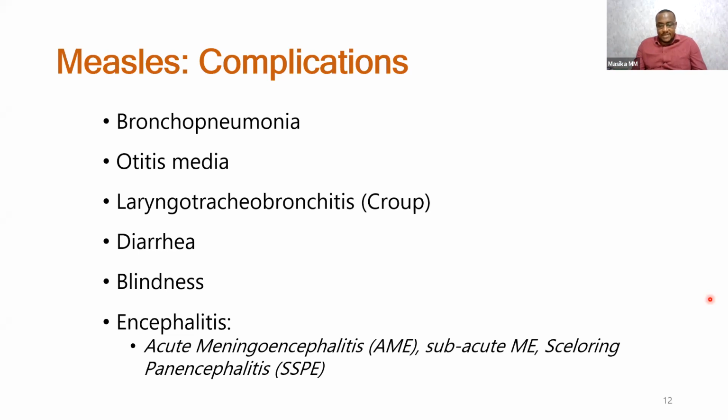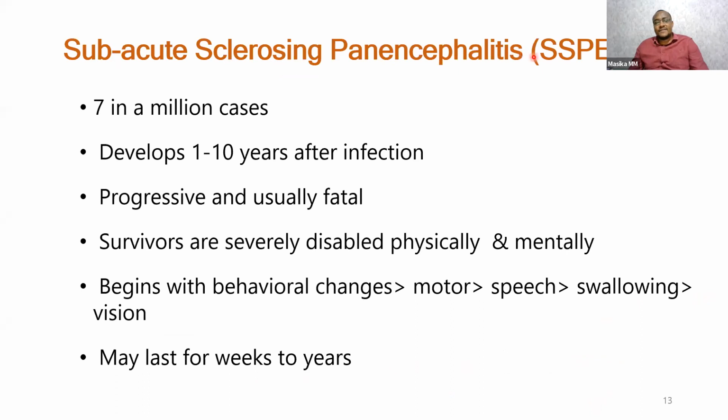Encephalitis can be acute, subacute, or chronic. The chronic form is called sclerosing panencephalitis. And sclerosing panencephalitis or subacute sclerosing panencephalitis is rare, usually just 7 in a million cases of measles.